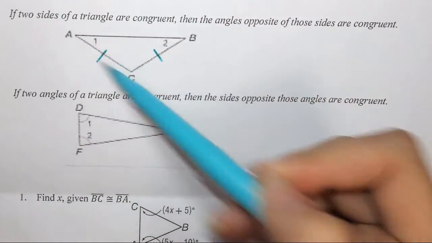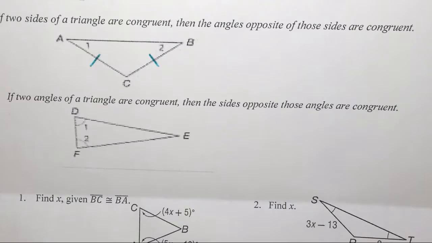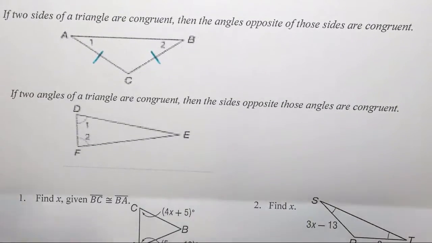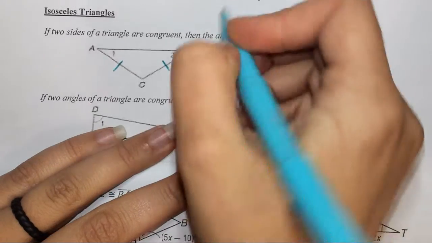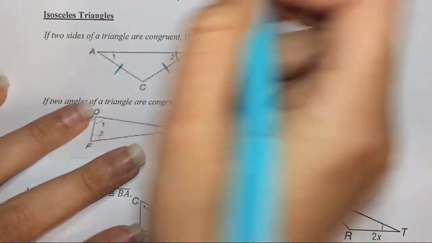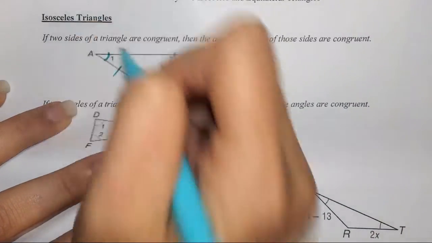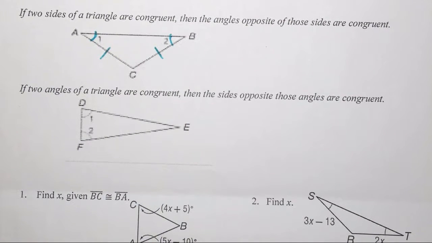What angle is opposite of AC? BC. What angle is opposite? Angle B, 2. And so that is going to be congruent to angle 1. So since those two are congruent, put moons on those.